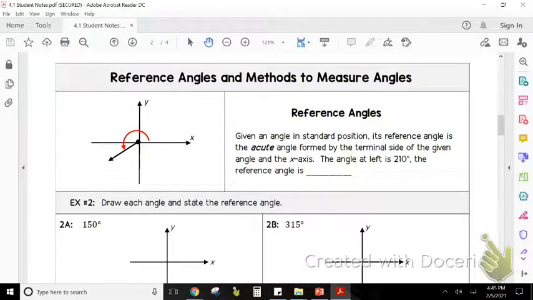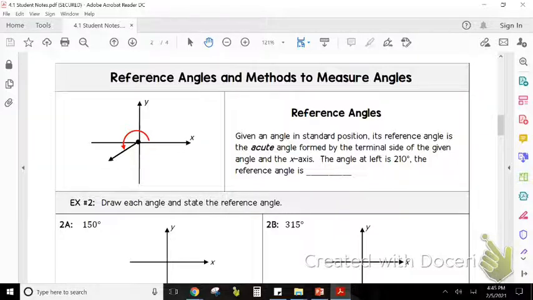All right, so reference angles and methods to measure angles. It says reference angles: given an angle in standard position, its reference angle is the acute angle formed between the terminal side of the given angle and the closest x-axis. They just put the x-axis, that's really all you need for the definition, because you want it to be an acute angle. And an acute angle means it's less than 90. So if you don't go to the closest x-axis, your angle's not going to be acute, okay?